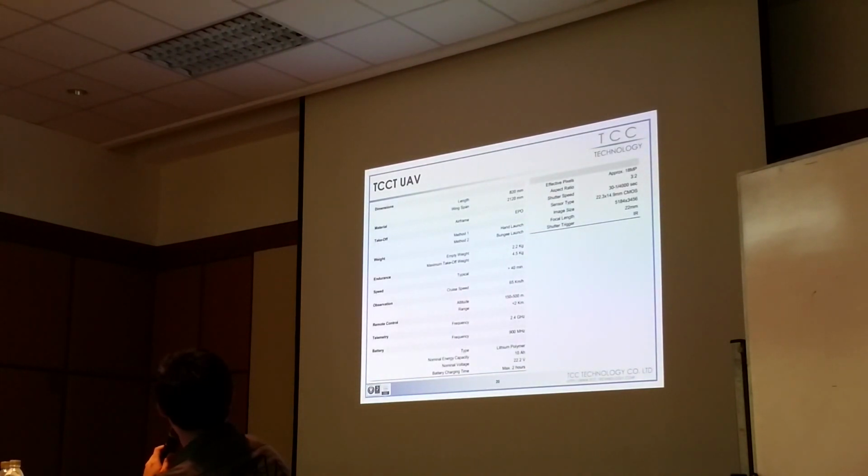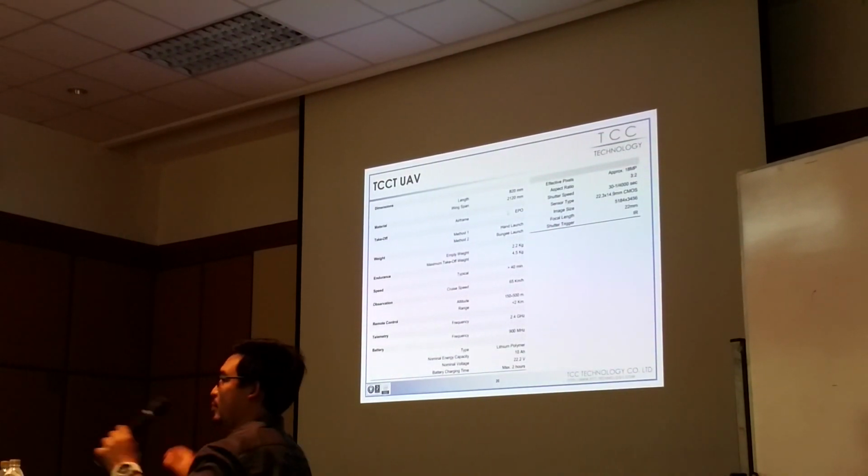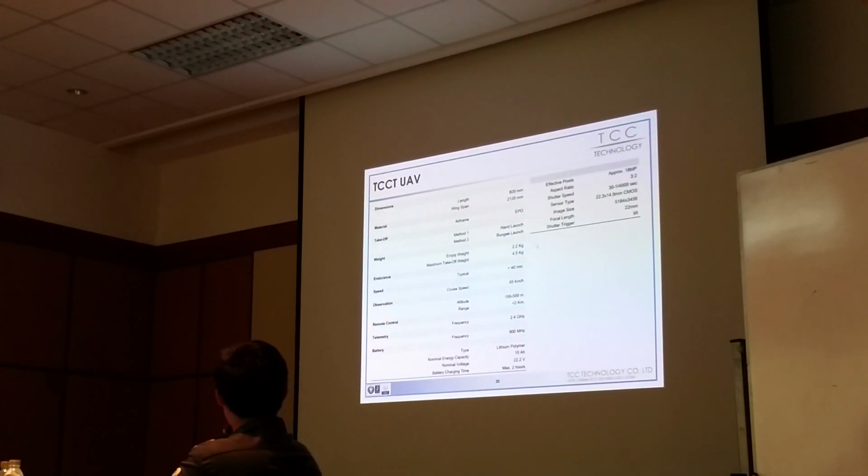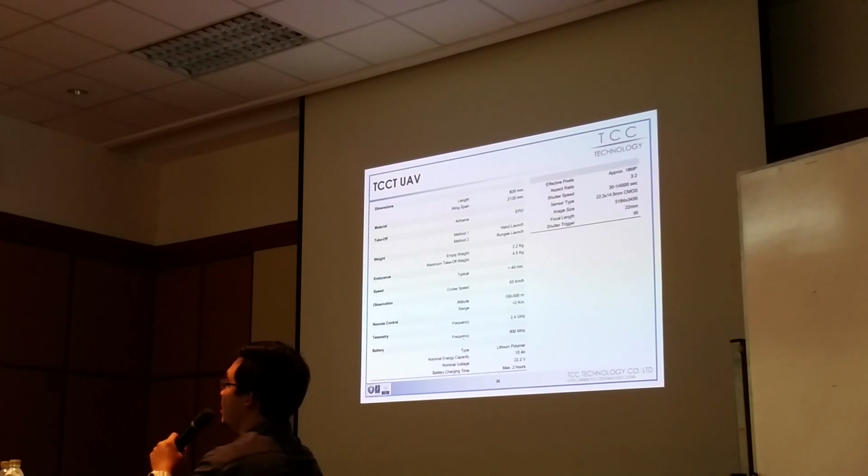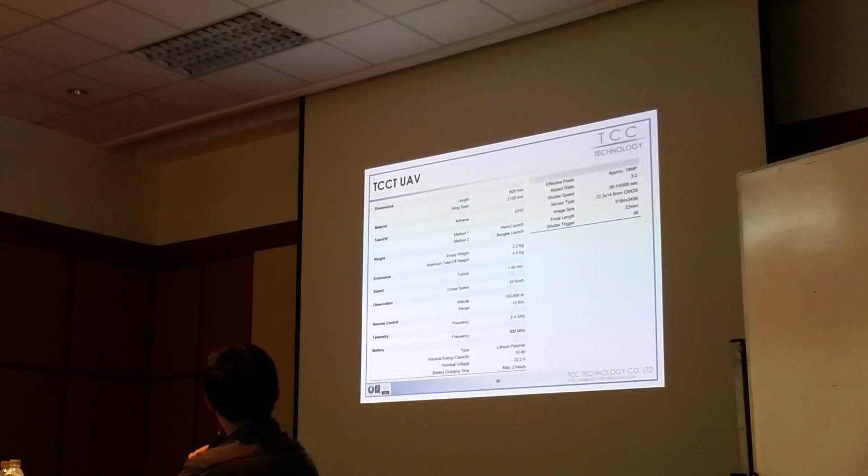Okay, and this is the specification of our UAV in the morning. The wingspan is about 2 meters, and it's made of EPO foam, as I mentioned. Endurance is the flight time, it can fly more than 40 minutes. In the morning, it was almost 50 minutes, from the beginning to the landing.